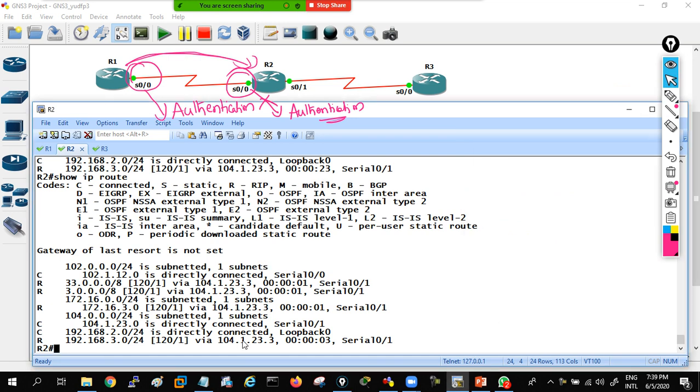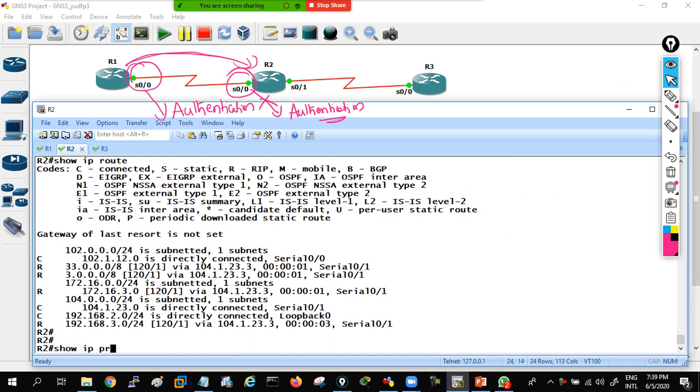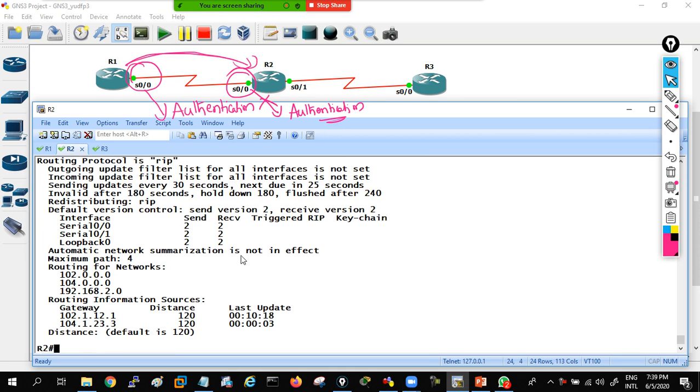For that, there is one more command, show ip protocols. There is something there. I can see.